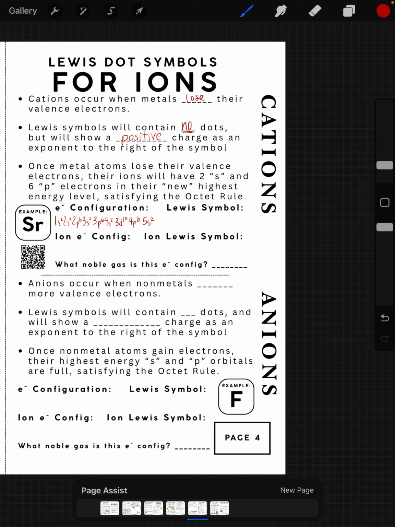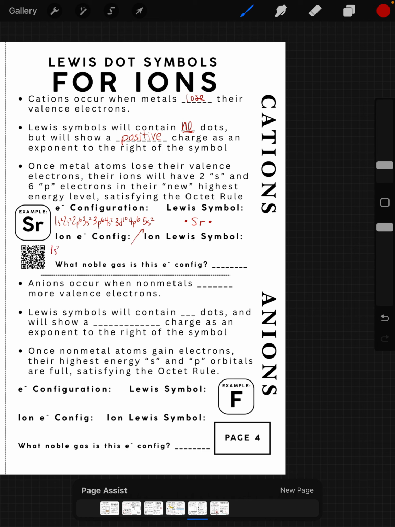So its Lewis symbol, we know that strontium's in the alkaline earth metals, so it's in that second column. It's only going to have two dots around it, two valence electrons around it. But when it becomes an ion, it's going to get rid of both of those electrons, okay? Which means we're kind of just going to get rid of that 5s2 there.